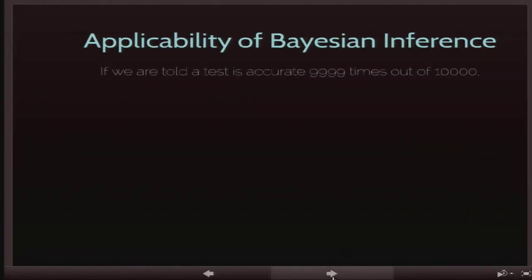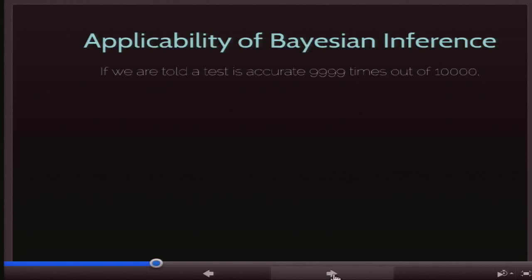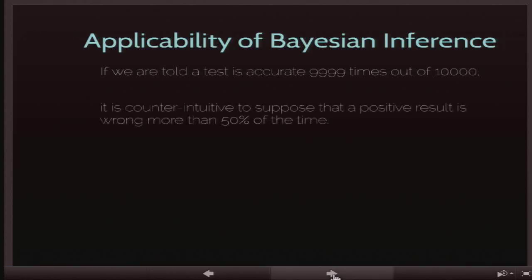So if we're told the test is accurate 9,999 times out of 10,000, it's a little bit counterintuitive to expect a positive result to be wrong 50% of the time. Our minds just aren't naturally good at dealing with probabilities, and there's often been a lot of problems with this. There's been tragic instances where there hasn't been sufficient post-test counseling and people have committed suicide. Misunderstanding of this kind of probabilities perhaps fuels the fire of AIDS denialism.